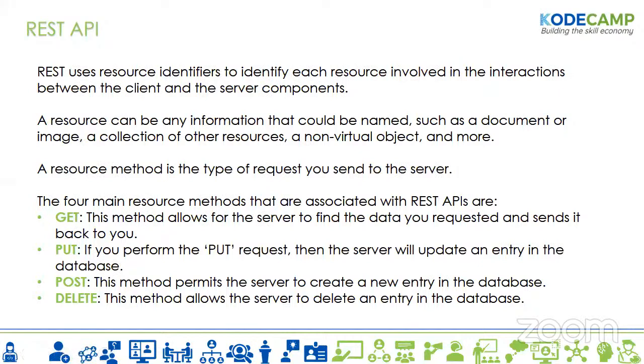It could be names, it could be a document, it could be an image, it could be a collection, it could be, for instance, certain parts of text and all information you're supposed to send. So it could be a non-virtual object of such. Now, a resource method is the type of request you send to the server, and you basically have 4 of them. So you have the get request, you have the put request, post, and the delete request.